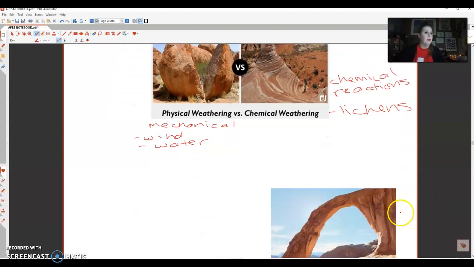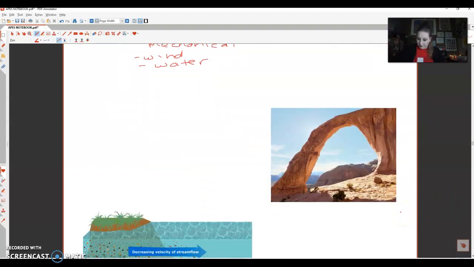So when we look down here, this is a super cool picture. So the question is, what created this massive hole in this rock? If you said water, you're absolutely correct. So this right here was produced by flowing water at one point, okay?